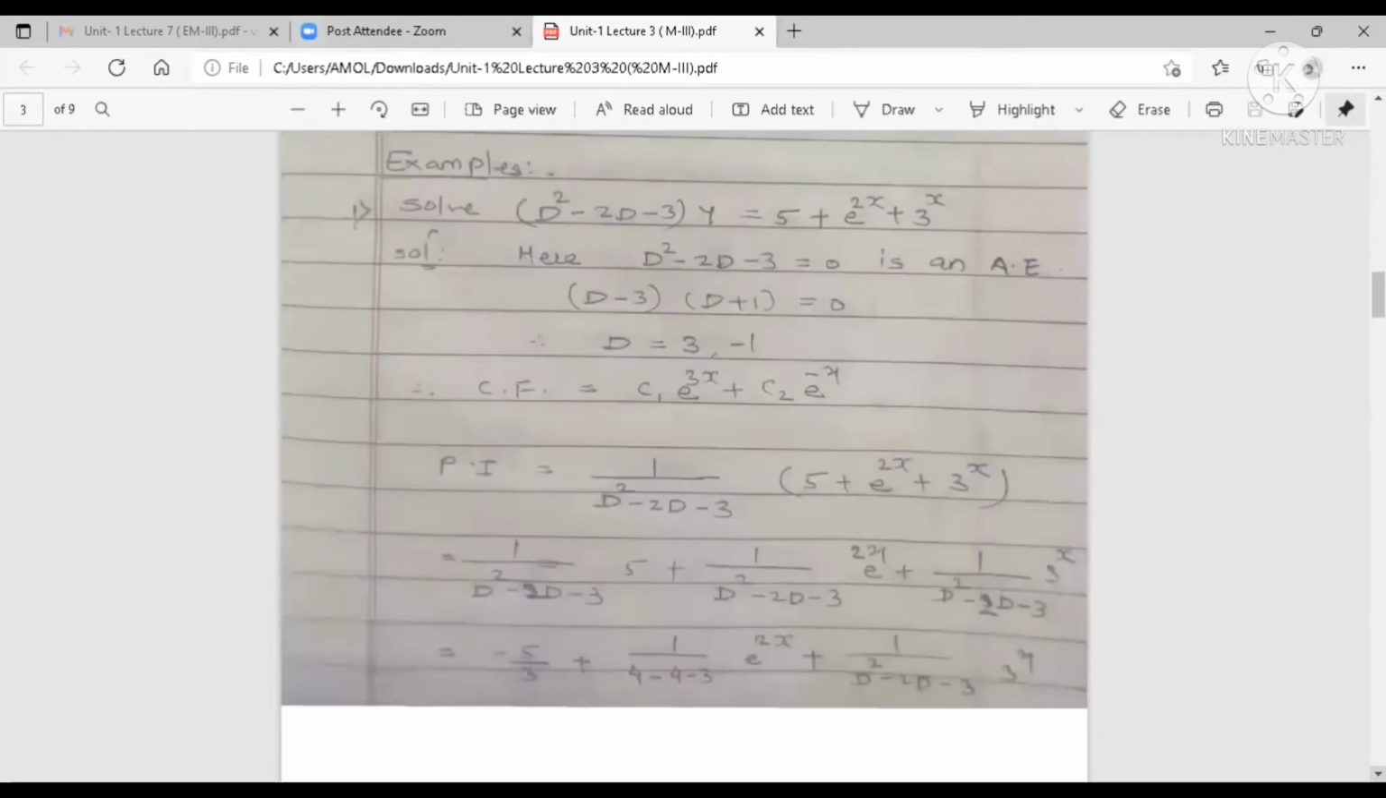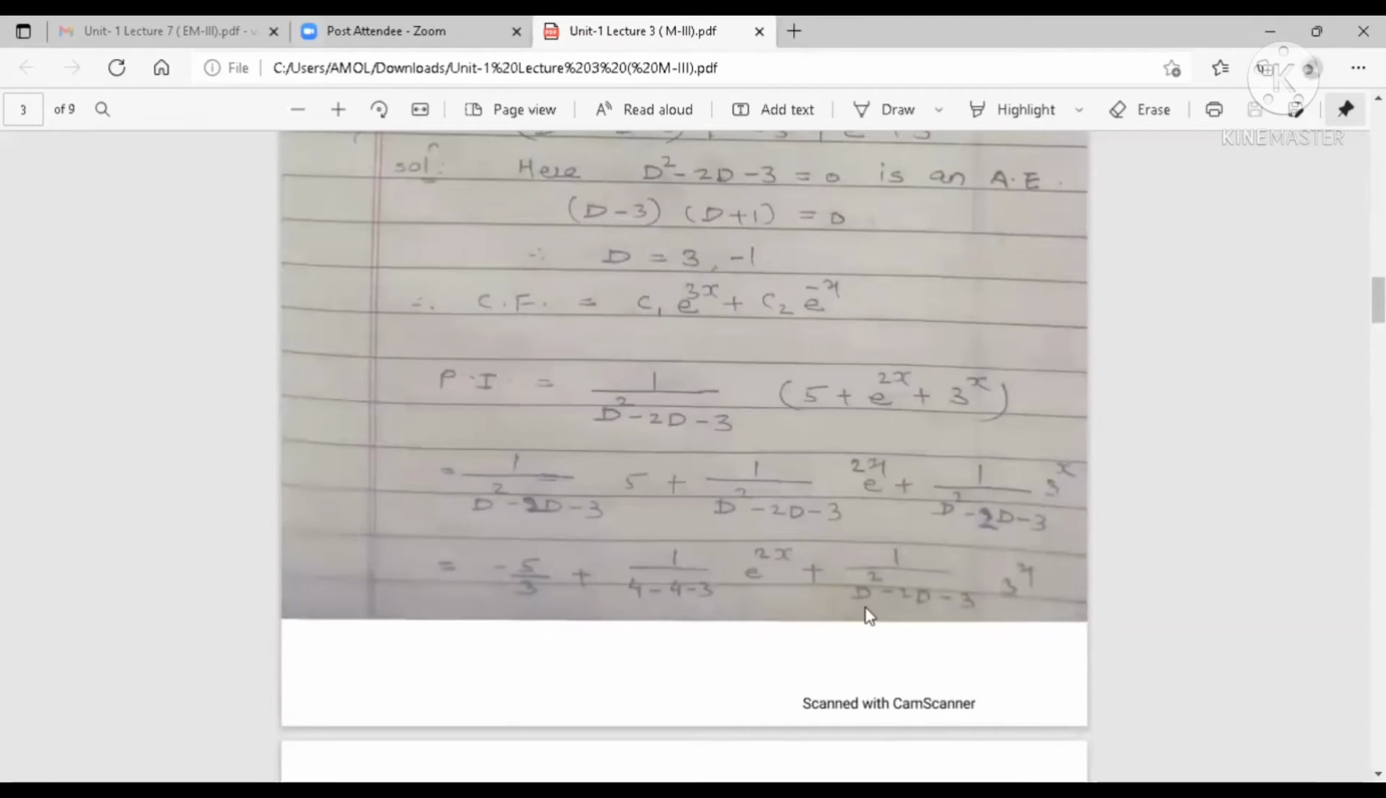Now the PI, particular integral, the remaining half of the solution. PI is equal to 1 upon phi of d. Phi of d is d square minus 2d minus 3 into the function, here 5 plus e raised to 2x plus 3 raised to x. Now how to find PI? There are three terms, so you separate all three terms. It is 1 upon d square minus 2d minus 3 into 5, plus 1 upon d square minus 2d minus 3 into e raised to 2x, plus 1 upon d square minus 2d minus 3 into 3 raised to x.